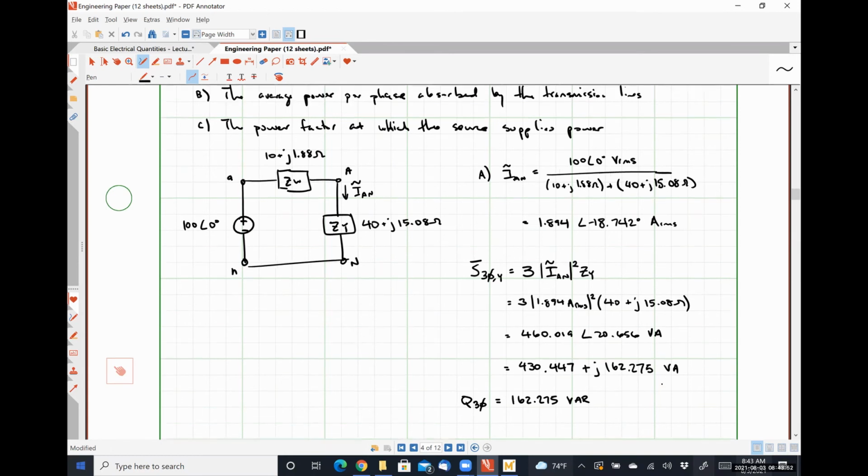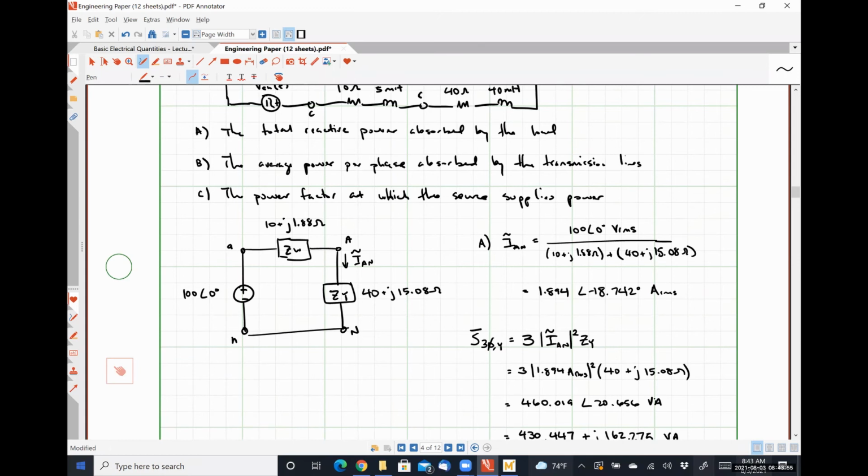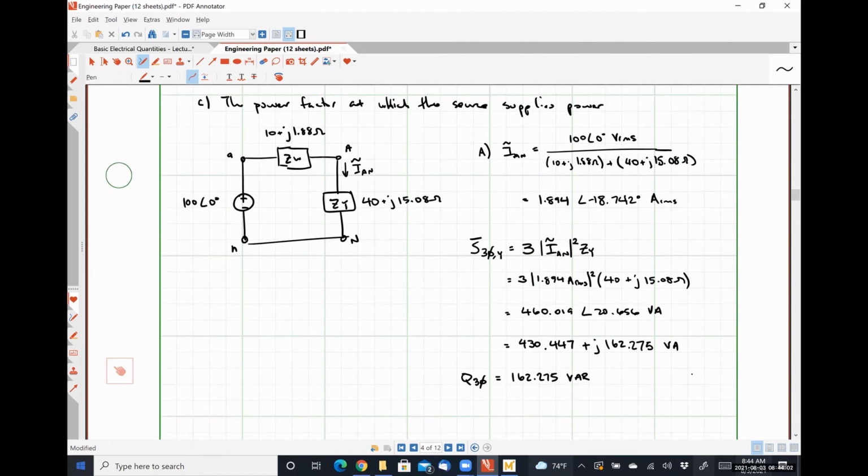So part B, we want to find the average power per phase absorbed by the transmission line. Knowing what we know, how might we determine that? The complex power that we have here is the power absorbed by the load, and we're looking for the power absorbed by the transmission line. But we can easily see that our phase current through our load is the exact same thing as the line current flowing through the transmission line.